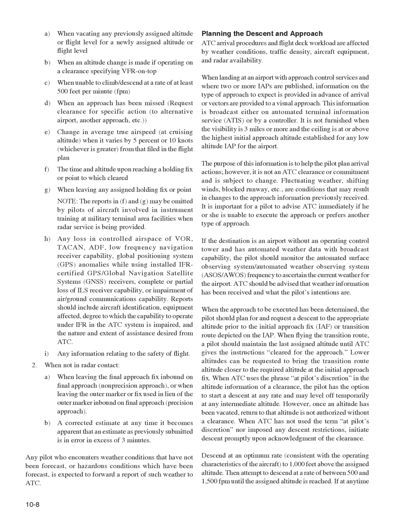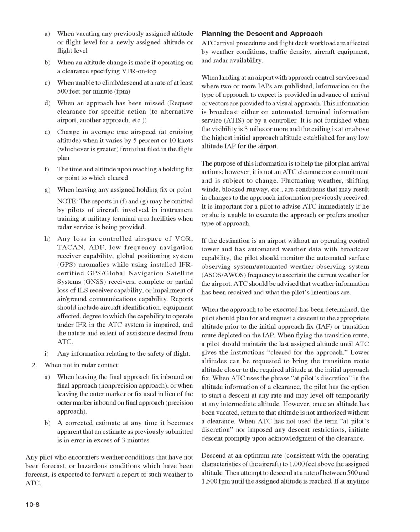It is not furnished when the visibility is 3 miles or more and the ceiling is at or above the highest initial approach altitude established for any low altitude IAP for the airport. The purpose of this information is to help the pilot plan arrival actions. However, it is not an ATC clearance or commitment and is subject to change. Fluctuating weather, shifting winds, blocked runway, etc., are conditions that may result in changes to the approach information previously received.